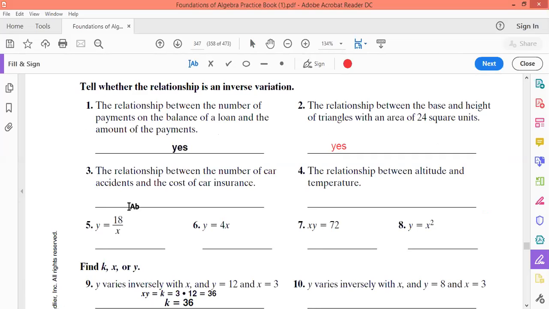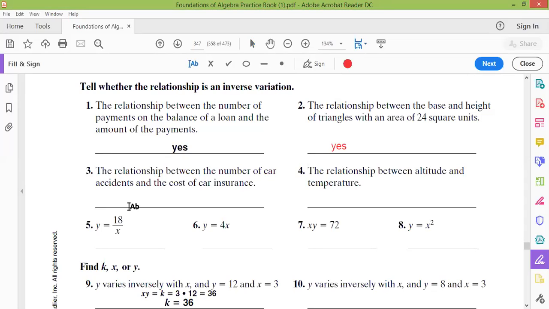Do you know about car accidents? And insurance, do you know that? Okay. I'm asking just for one thing. If you have many cars, and they are accidental cars, what will happen with the cost of insurance? Will it increase or decrease? Increase. So the number of accidents is increasing and the cost is also increasing. If you decrease the number of accidents, then what will happen with the insurance?